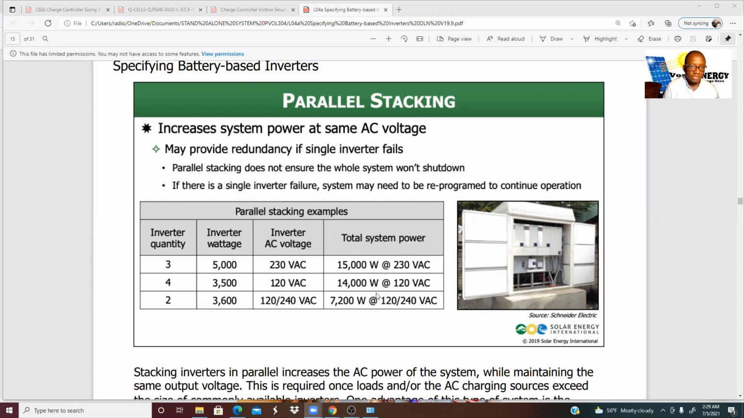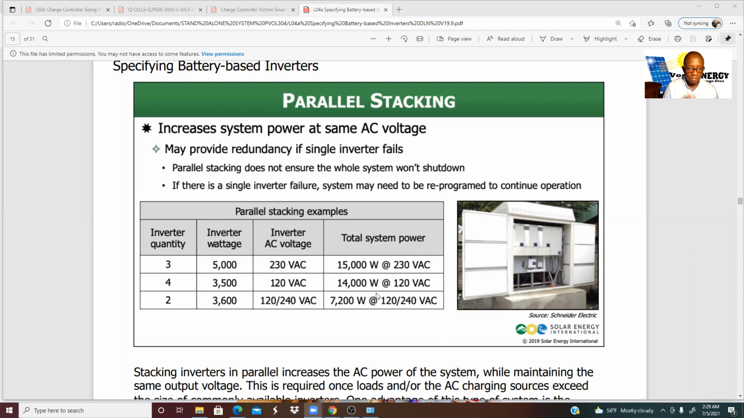They say it increases system power at the same AC voltage. It may provide redundancy if a single inverter fails. Parallel stacking does not ensure the whole system won't shut down. If there is a single inverter failure, the system may need to be reprogrammed to continue operations.